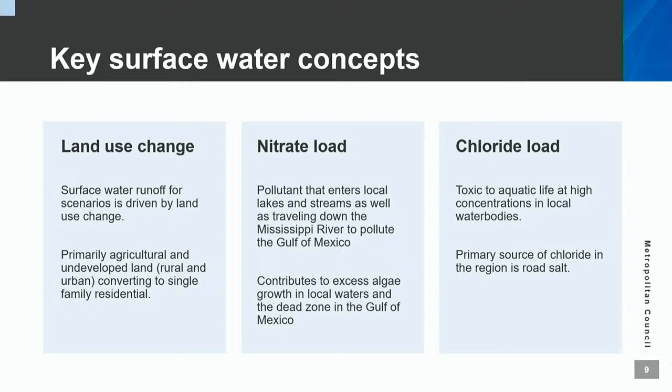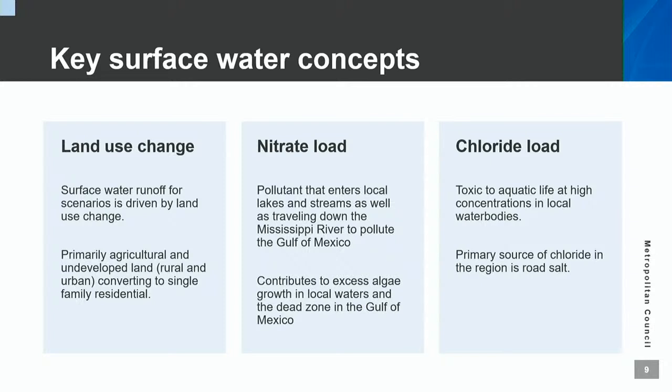So why we care about nitrate is that nitrogen running off into our streams and lakes can cause excess algae growth, which makes lakes unpleasant to swim in, and it impacts our aquatic communities. And then in addition, nitrate leaves the metro by way of the Mississippi River and enters the Gulf of Mexico, where it contributes to the dead zone. As part of our state partnerships, we're required to focus on reducing nitrate. Chloride is the other pollutant we'll talk about today. You all have probably heard about chloride. It's been in the news a lot.